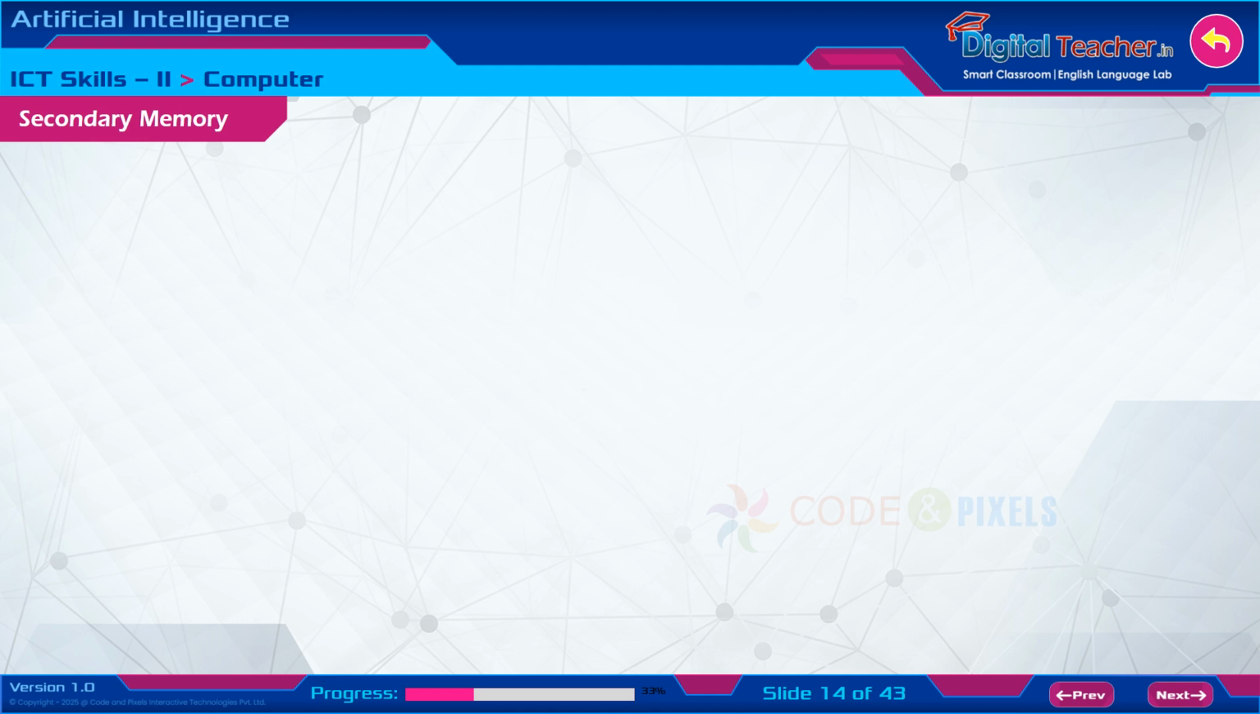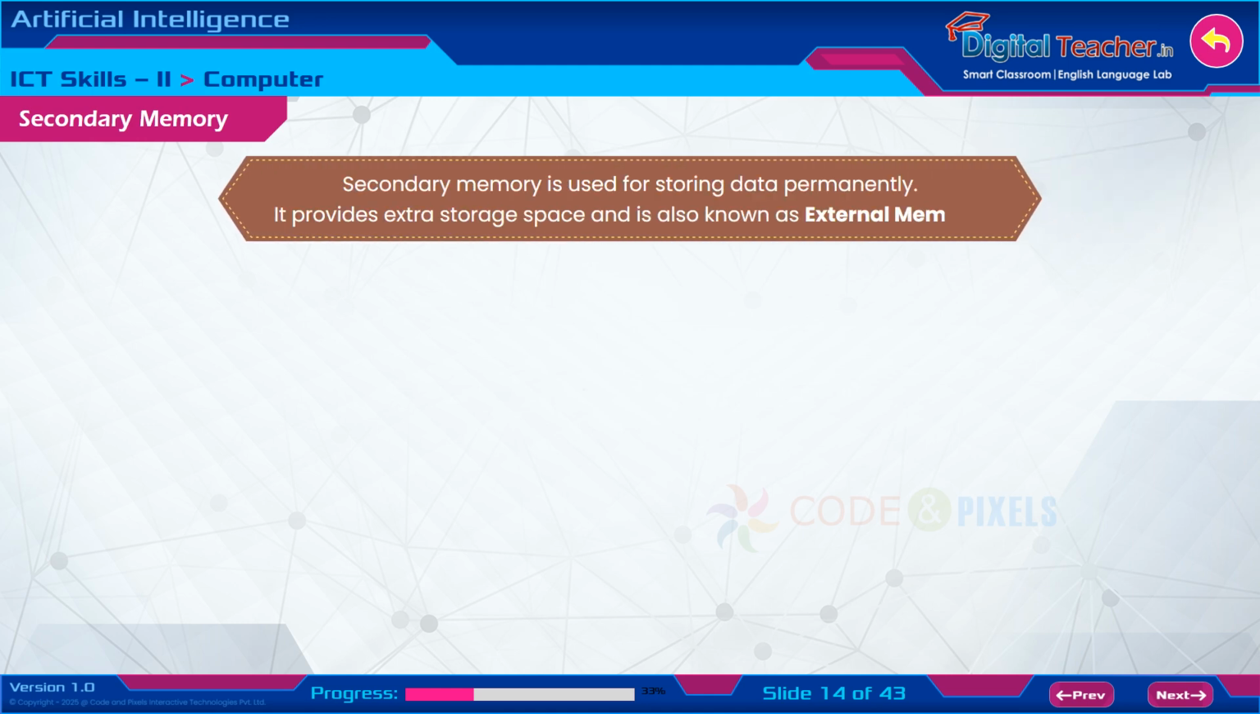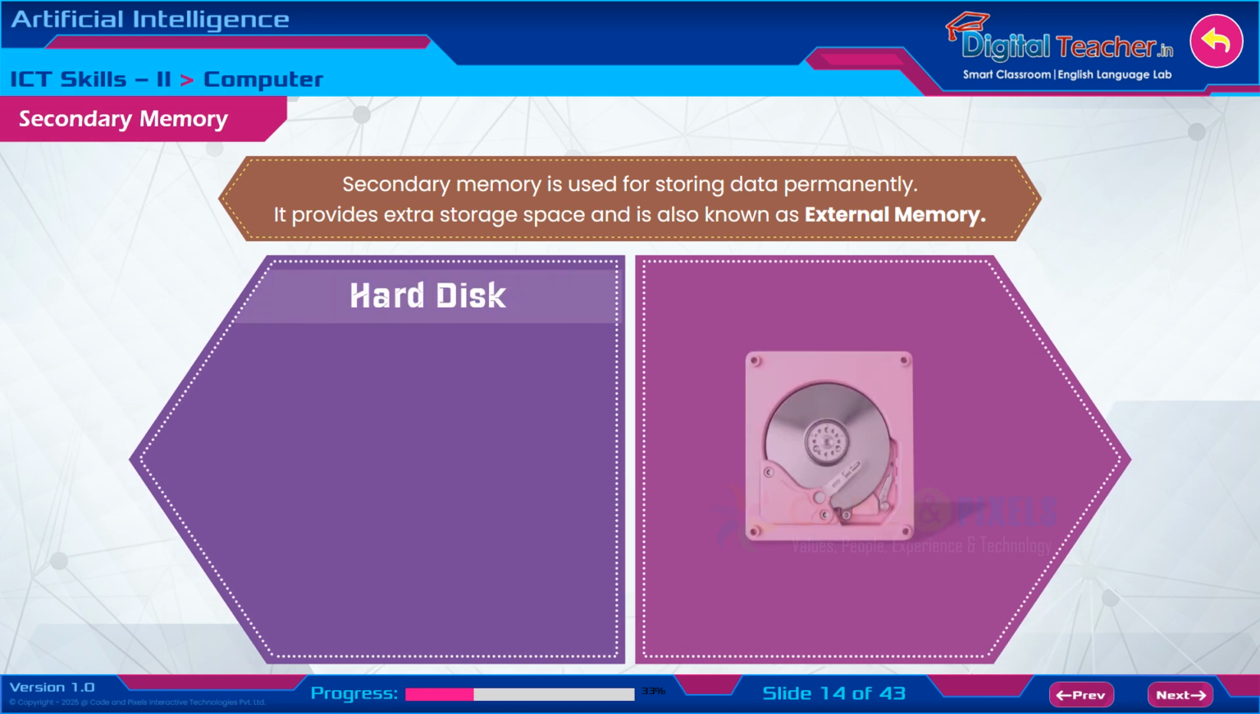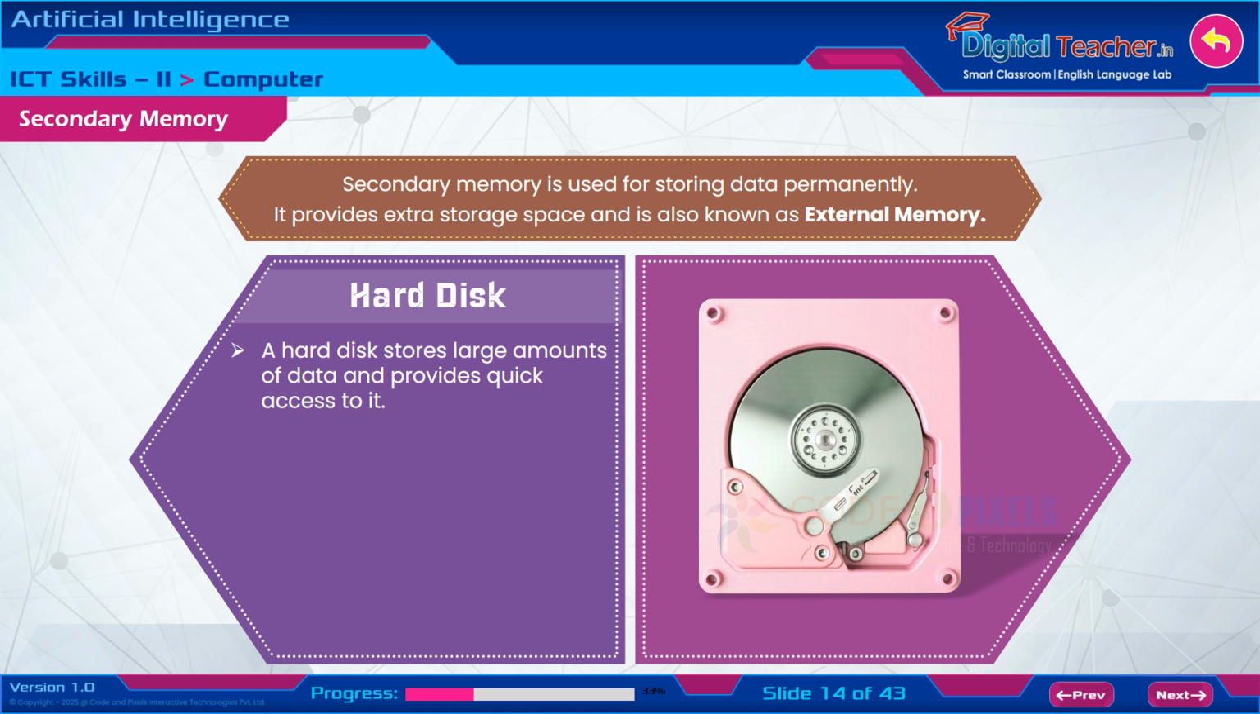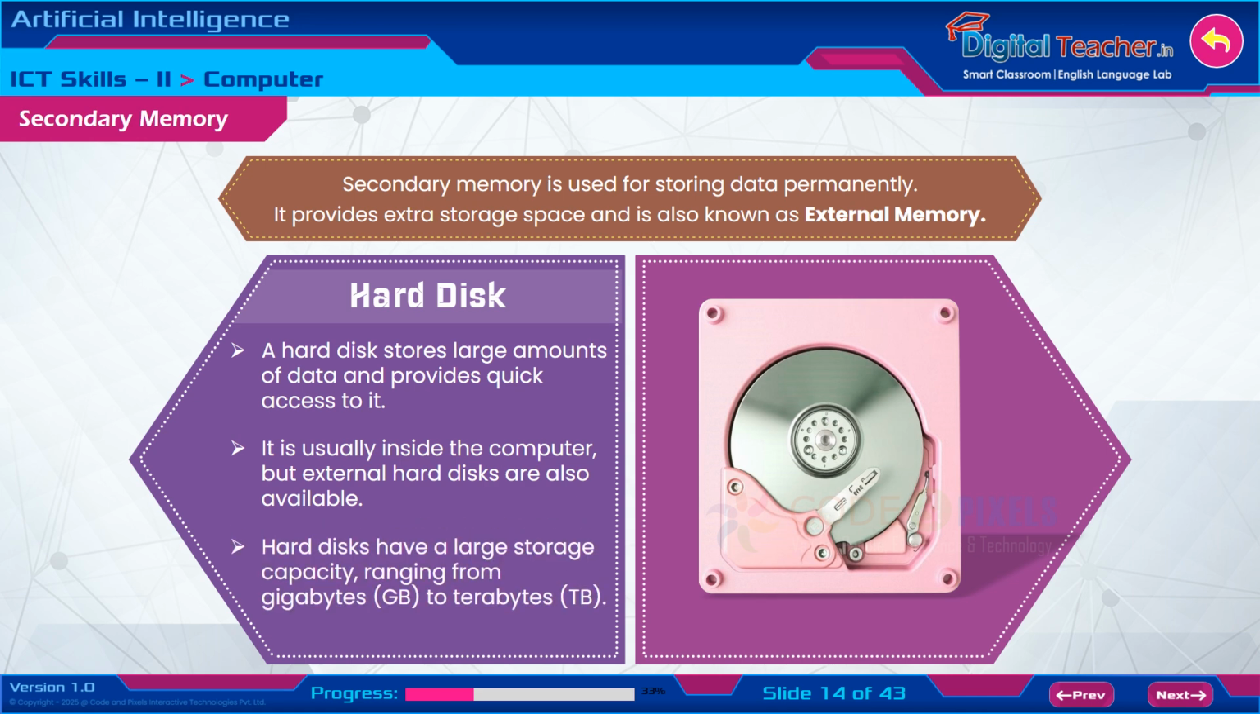Secondary memory. Secondary memory is used for storing data permanently. It provides extra storage space and is also known as external memory. Hard disk. A hard disk stores large amounts of data and provides quick access to it. It is usually inside the computer, but external hard disks are also available. Hard disks have a large storage capacity ranging from gigabytes to terabytes.